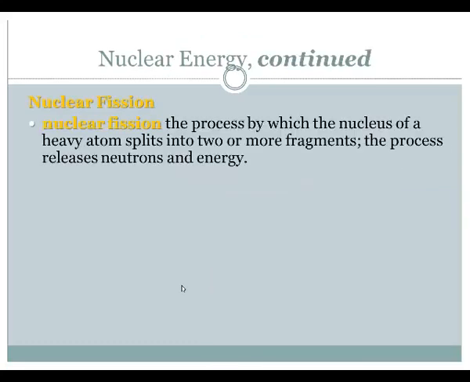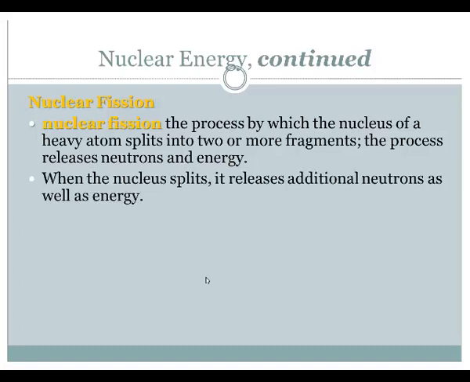So the process in which we produce nuclear energy is called nuclear fission. Nuclear fission is a process by which the nucleus of a heavy atom splits into two or more fragments, and this process releases neutrons and energy. On the following slide, I've got a picture that explains this process. So when the nucleus splits, it releases additional neutrons and energy.